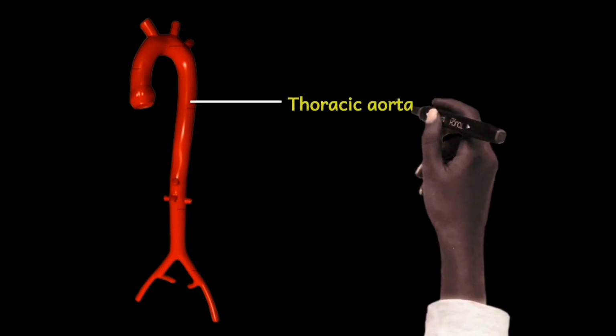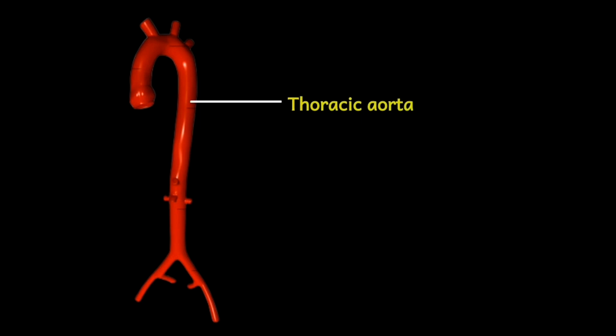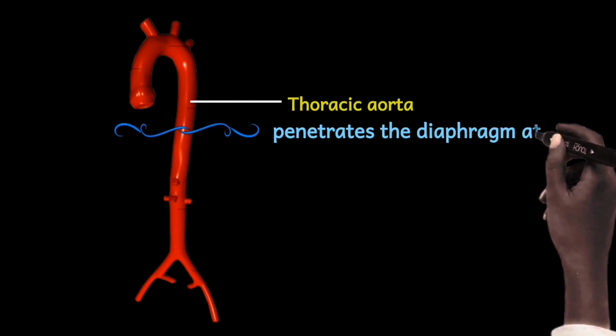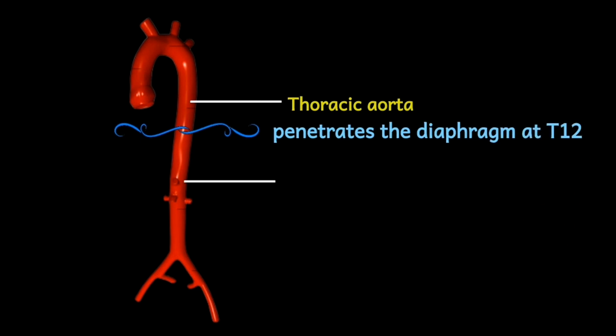And as you can see here, the left common carotid artery correctly has been positioned in such a way that it arises directly from the arch of the aorta, and then it continues as the descending aorta, then it continues in the thorax as the thoracic aorta. Then at the level of T12 or the 12th thoracic vertebrae, the thoracic aorta penetrates the diaphragm and then enters the abdominal cavity as the abdominal aorta.